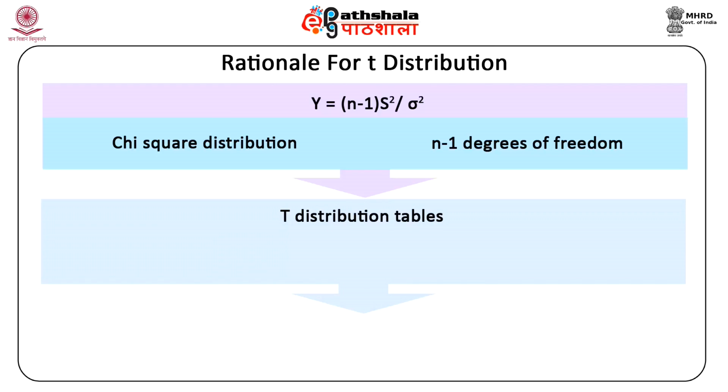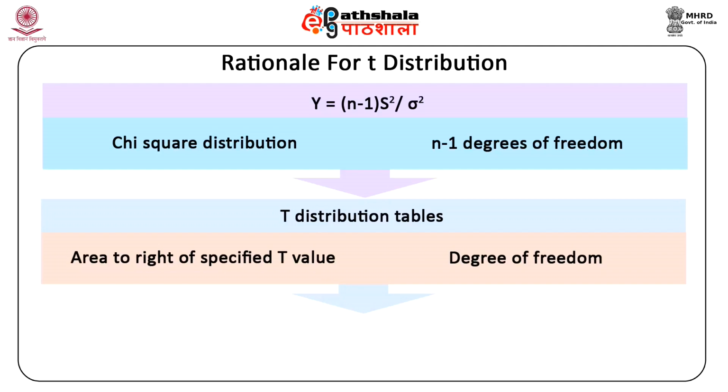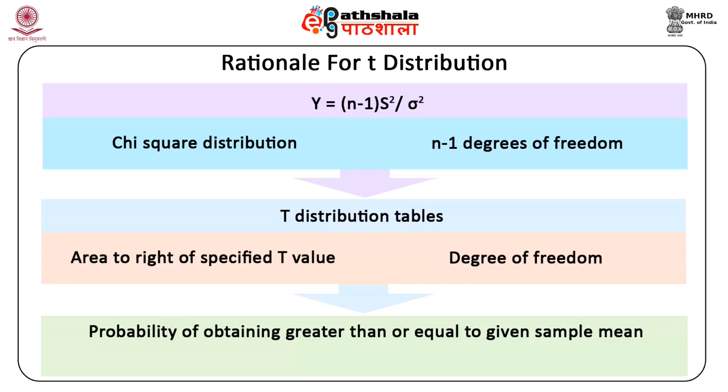T distribution tables give the area to the right of the specified t value and degree of freedom. Hence, for 20 degrees of freedom, the probability of getting a t value greater than 2.086 is 0.025. Using the above results, we can determine the probability of obtaining greater than or equal to the given sample mean when only sample standard deviation is available. Using statistical tables, we can determine the range within which this probability lies because of limited alpha values.